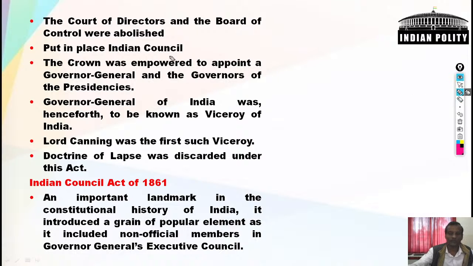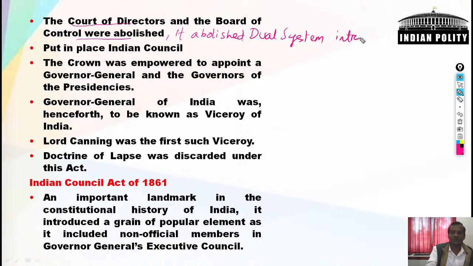The Court of Directors and the Board of Control were abolished. Just take a note of this. It abolished the dual government system introduced under Pitt's India Act. It put in place the Indian Council, a committee, and the Crown was empowered to appoint the Governor General. The Governor General of India is known as the Viceroy of India, and Lord Canning was the first Viceroy.